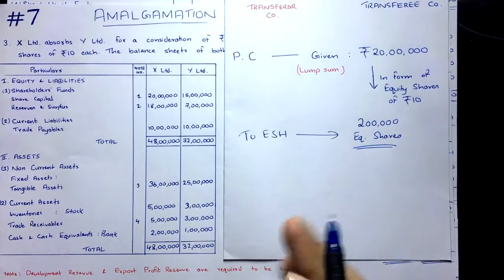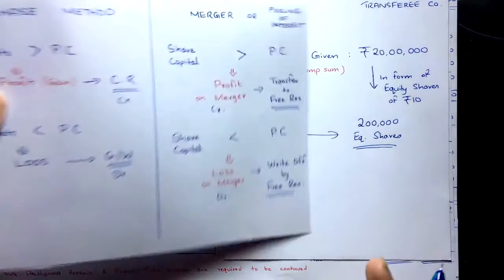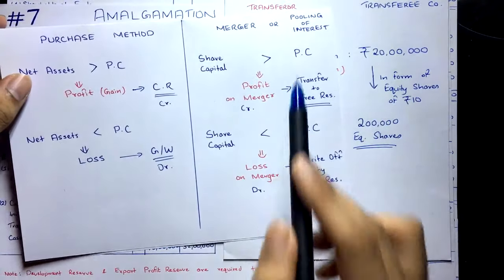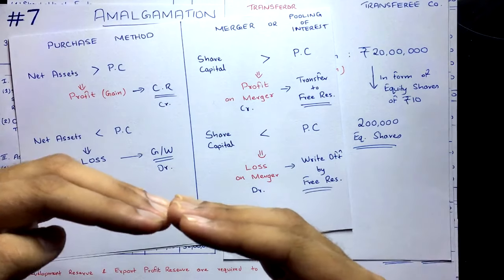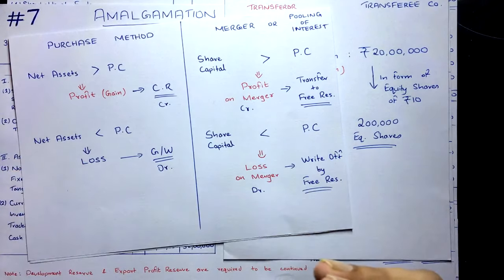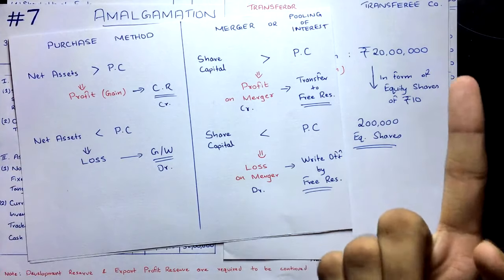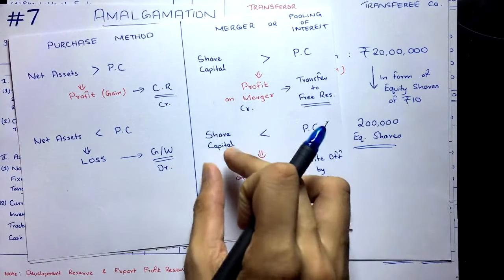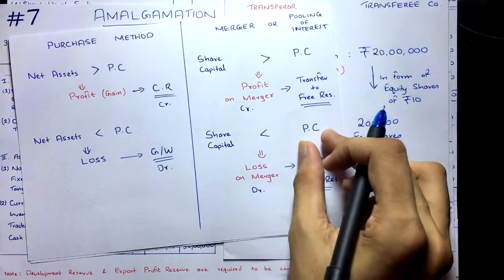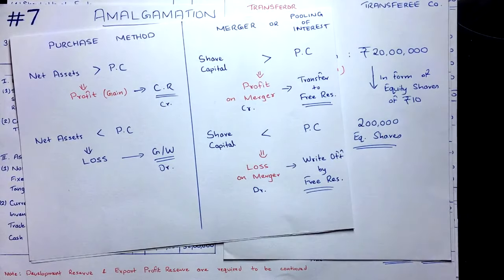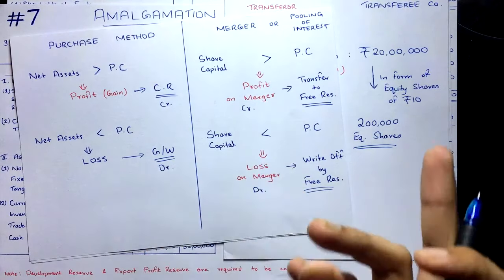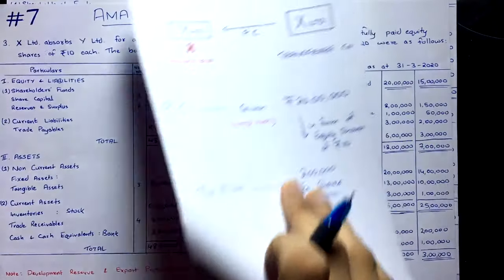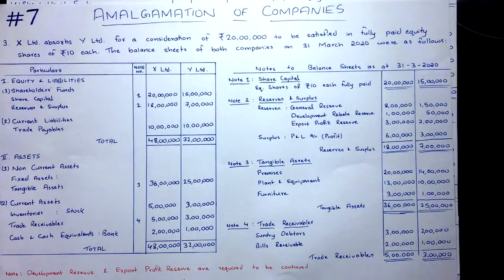You can easily know whether it is loss on merger or profit on merger just by comparing the share capital and purchase consideration. And which share capital do you have to take? Of the old companies. If two or three companies are merging and one new company is forming, then you have to see the total share capital of all the companies and the purchase consideration. That's how you have to do it. In this question, there is only one company that has been liquidated to become part of another company. You understand that, right? So this is what you have to do. Easy, right? Okay.